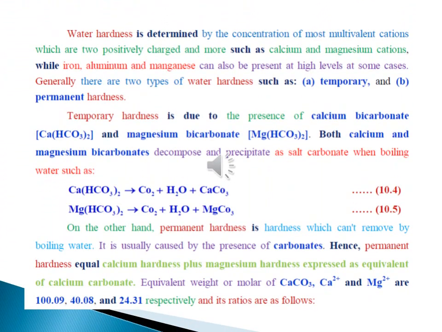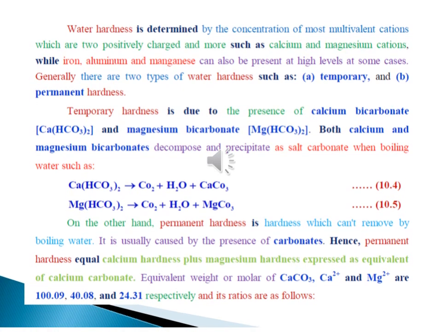Water hardness is determined by the concentration of most multivalent cations, which are positively charged with two or more charges, such as calcium and magnesium cations, while iron, aluminium, and manganese can also be present at high levels in some cases. There are two types of water hardness, temporary and permanent hardness. Temporary hardness is due to the presence of calcium bicarbonate and magnesium bicarbonate, while permanent hardness is hardness which can't be removed by boiling water.